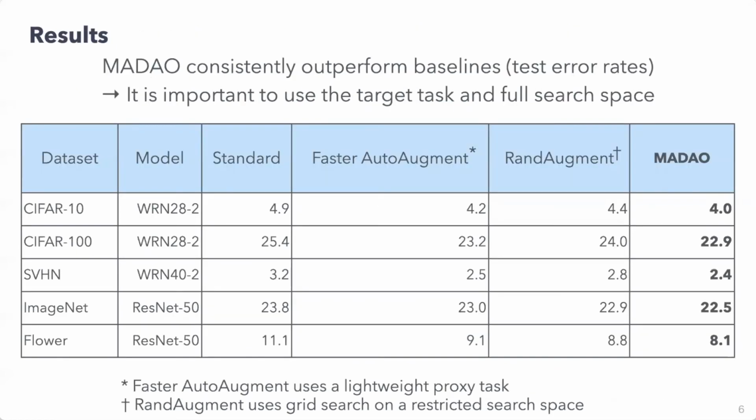These are the empirical results. As baseline, we compare Meta with the standard training protocol without extensive data augmentation, fast augment, which uses a lightweight proxy task, and run augment, which restricts search space and uses grid search. As can be seen, Meta shows superior performance to these baseline models, which shows the importance of using the target task as in the problem and full search space rather than the restricted search space.